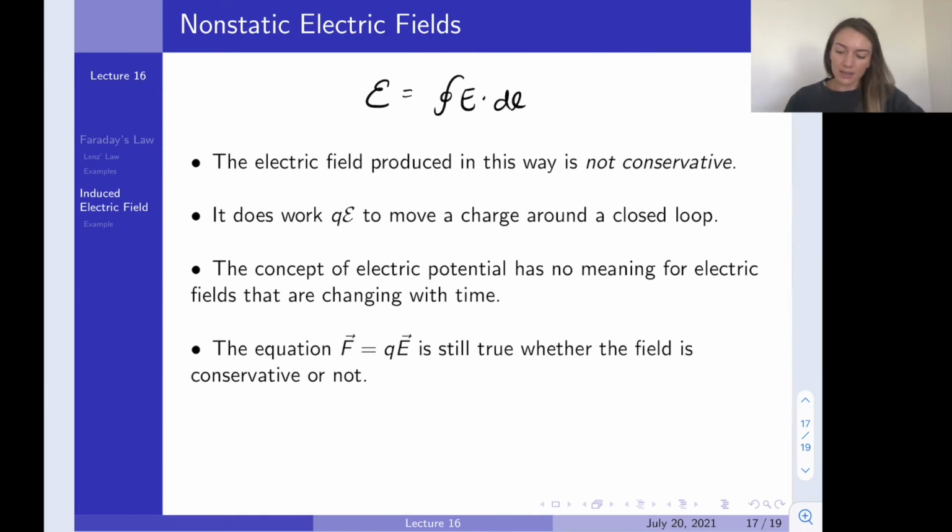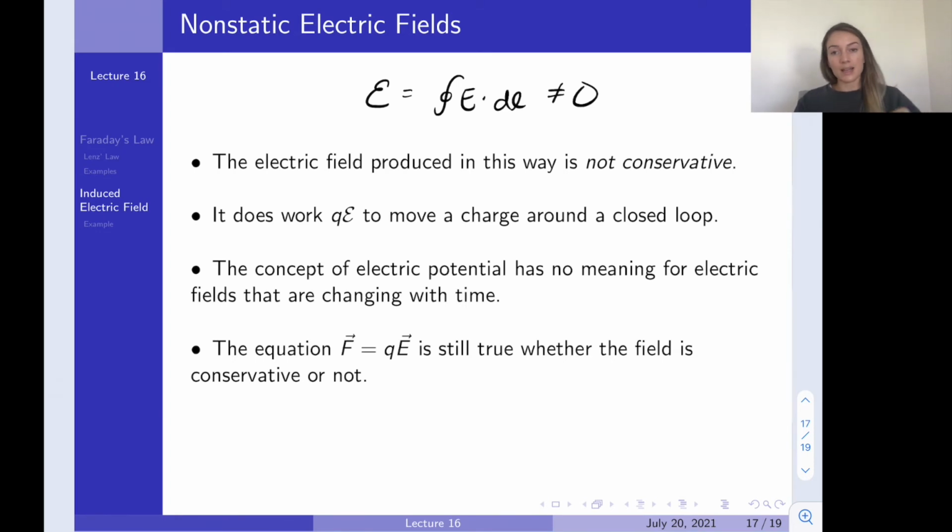So this immediately implies that the electric field in this case is not conservative. So this is not equal to 0, right? Because we induced some non-zero EMF. Now we can see here that this electric field, when you integrate it around a closed path, you don't get 0. So this is not conservative now.